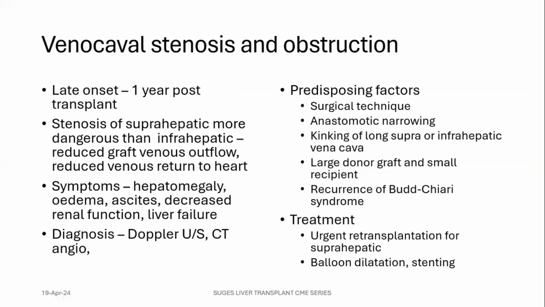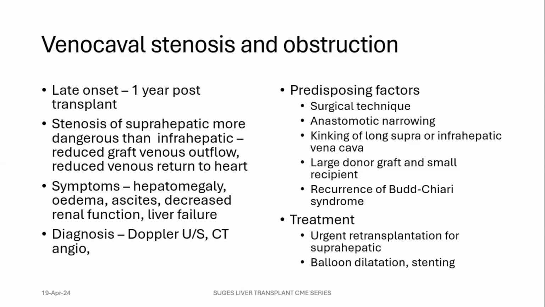We also have venocaval stenosis and obstruction. Venocaval stenosis tends to occur later. It can occur about a year post-transplant. And this can occur on different portions of the inferior vena cava. We have the suprahepatic, retrohepatic, and infrahepatic portions of the vena cava. Stenosis at the suprahepatic part of the vena cava is more dangerous than the infrahepatic one.